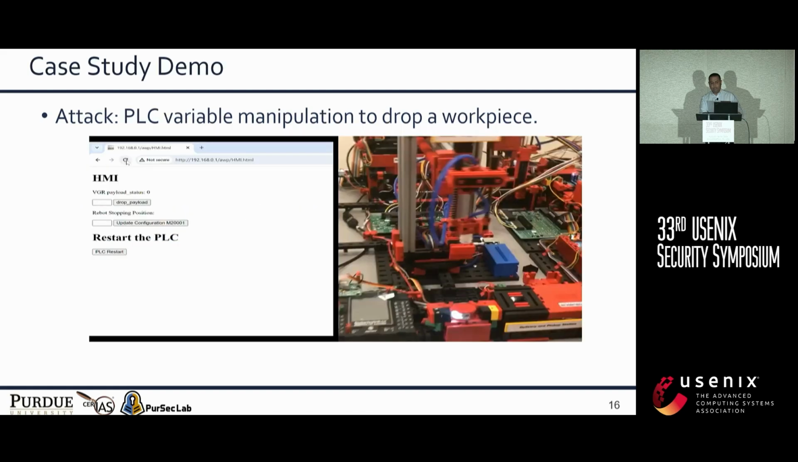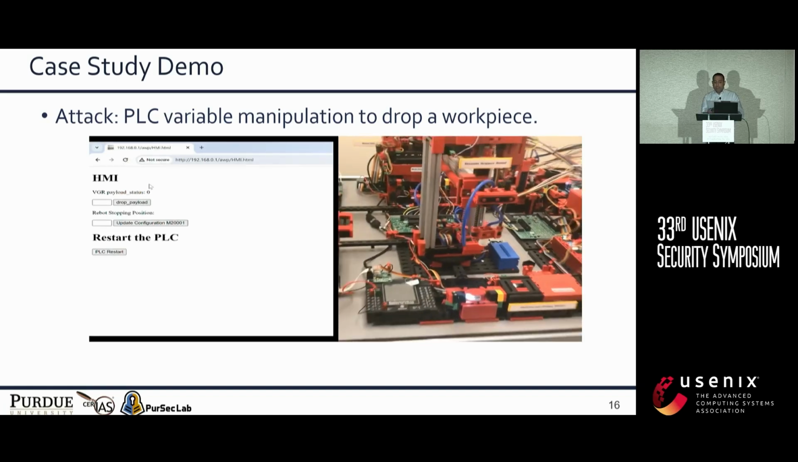So I would like to introduce a case study where a remote attacker targets a manufacturing plant to deliberately cause a collision by dropping a workpiece. The setup includes a web-based HMI on the left side of the screen, accessible to the attacker, and the Fischertechnik manufacturing plant controlled by the PLC on the right side.